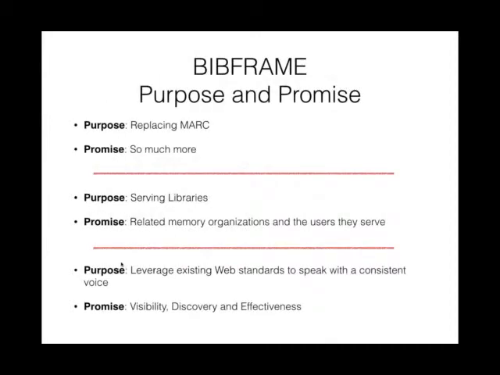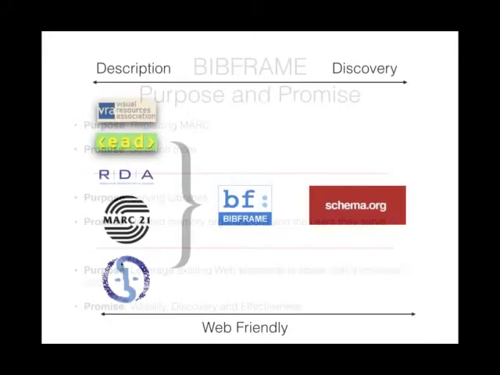So we have this notion of BIBFRAME of purpose and promise, the purpose being it's replacing MARC, but the promise being so much more. The purpose of serving libraries, but the promise of relating memory organizations and the users they serve, not just serving libraries, but other institutions and organizations related to the space and the community that is looking for this data. BIBFRAME is building off of a set of existing web standards to speak with a consistent voice. The purpose of that is to sort of lower costs, lower effort. The promise, though, is increased visibility, discovery, and effectiveness.